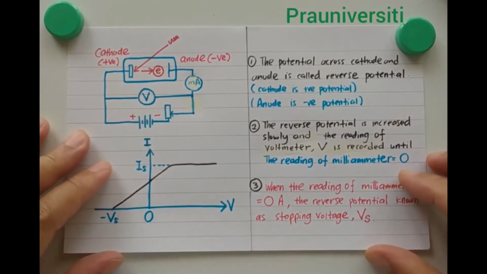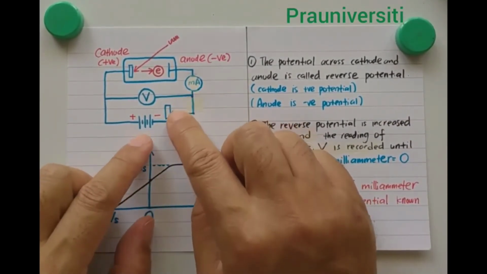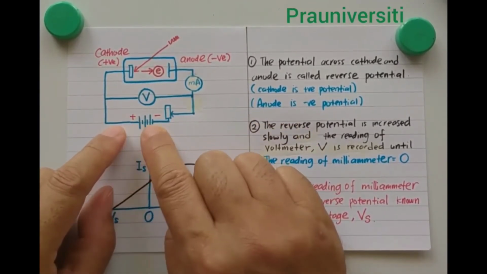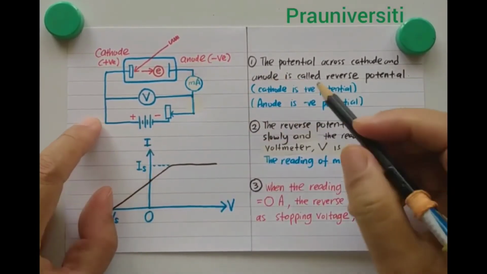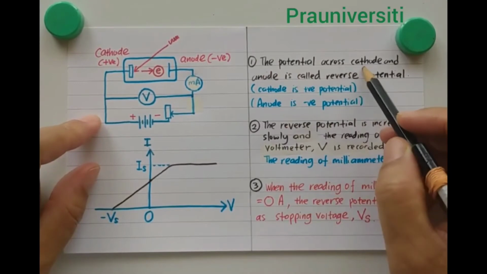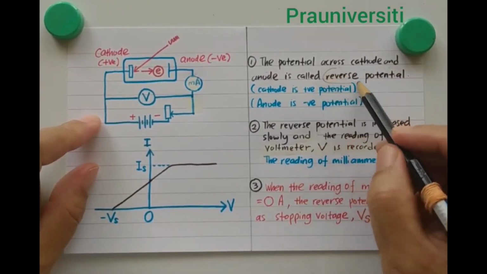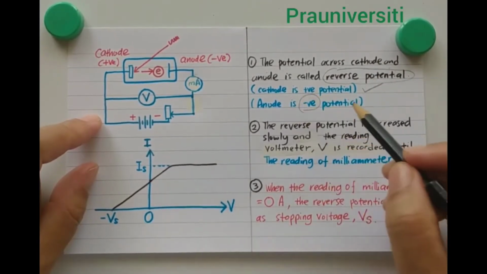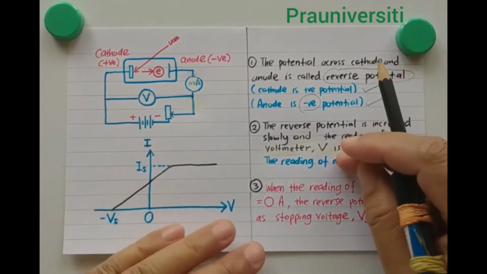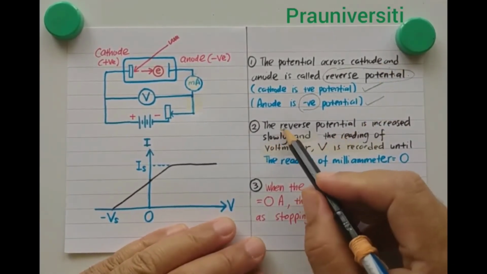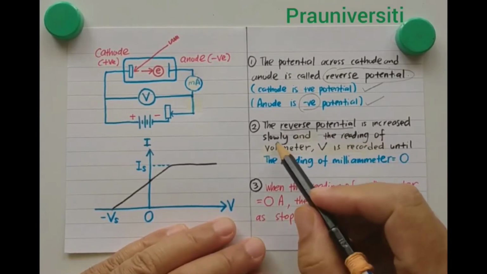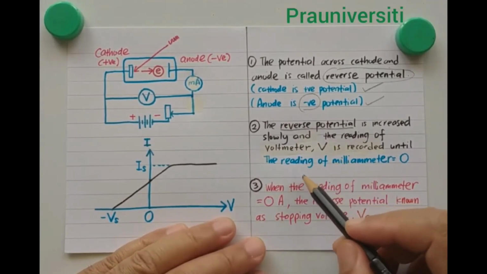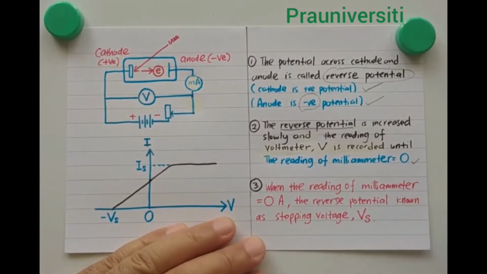Okay, so we need to understand this graph. The cathode is a positive potential because it is connected to the positive terminal of the supply. So the potential across the cathode and anode is called the reverse potential, because the cathode is a positive potential and the anode is a negative potential. The reverse potential is increased slowly, and the reading of the voltmeter is recorded until the reading of the milliammeter is equal to 0.